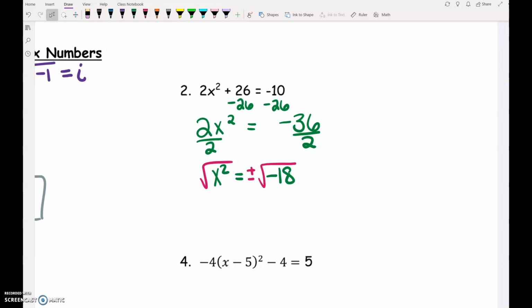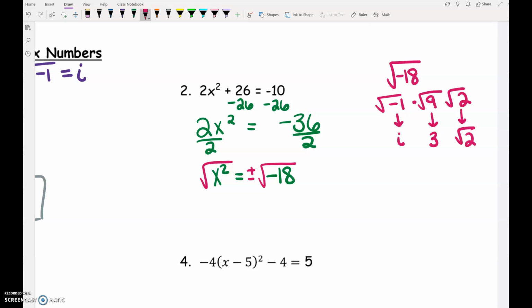And I don't know how you want to do your work, but usually I go off to the side and look at the square root of negative 18. I know it's got the square root of negative 1 in it. How can we split up 18 using our perfect squares? 9 and 2. The square root of negative 1 is i. The square root of 9 is 3. And we can't simplify the square root of 2 anymore. So x equals positive or negative 3i square root of 2.